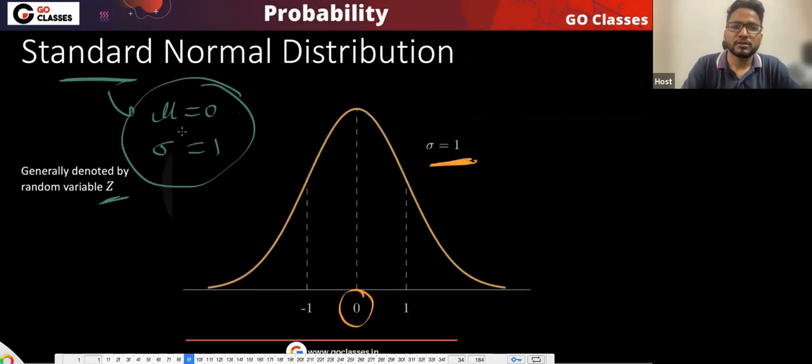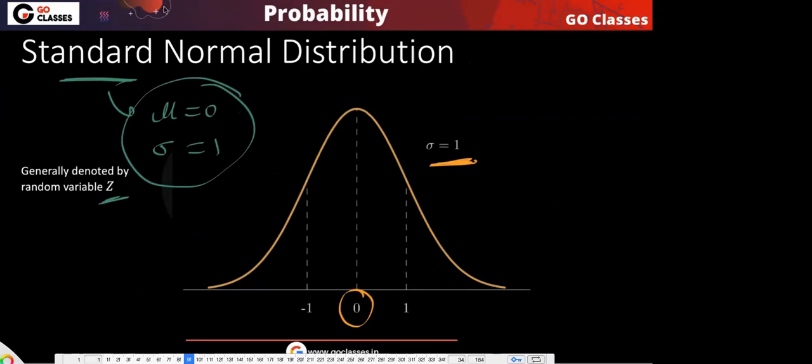Okay. So now, instead of working with the normal distribution, we say that we work with the standard normal distribution. What is a standard normal distribution? We say that a normal distribution is standard if the mean is 0 and the variance is 1. Now, can anyone tell me why it is good to work with the standard normal distribution?